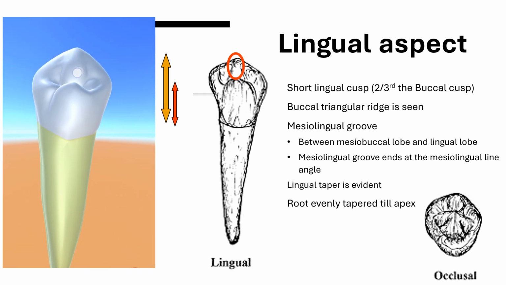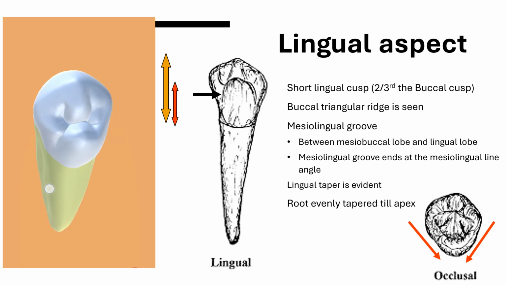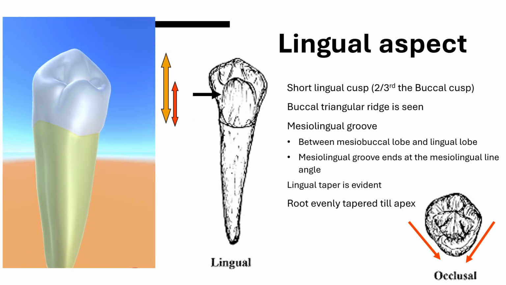The most characteristic feature about this aspect is the mesiolingual groove. You can see this groove, which is actually an extension of the central groove. It crosses the mesial marginal ridge and then extends down into the lingual surface. It usually ends at the mesiolingual line angle in this particular region. It characteristically separates the lingual lobe and the mesiobuccal lobe.